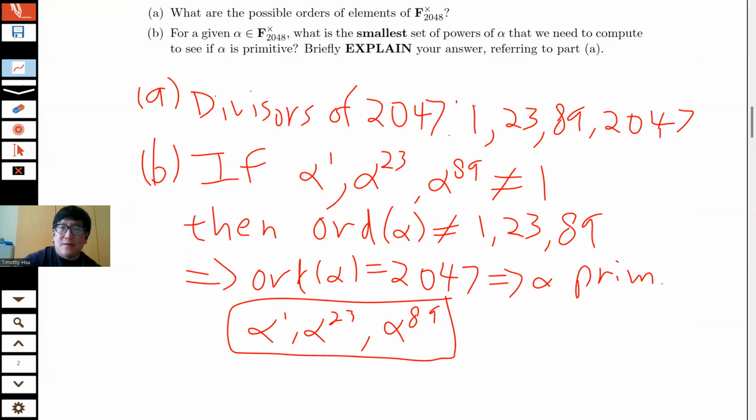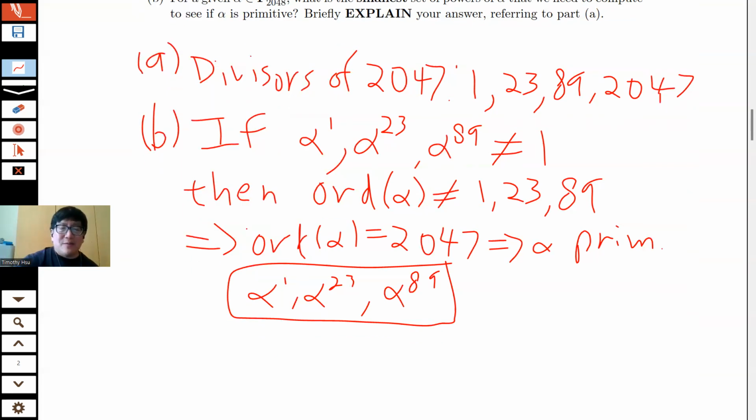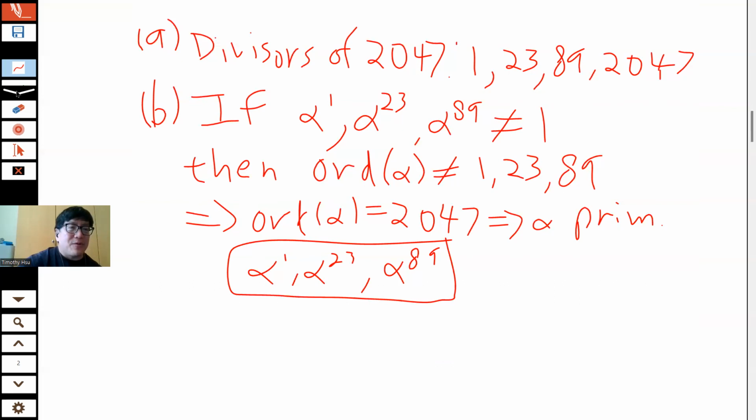Questions. I thought I saw a question in the chat. So how many points off for including alpha to the 2047? Some. I don't remember how many points. Definitely some, because the point of the question, as you saw on the homework, is that you don't actually have to compute alpha to the 2040. Actually, let me make a note in green, because it's not really part of the answer to the problem.